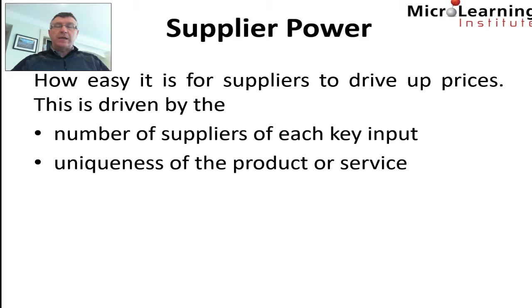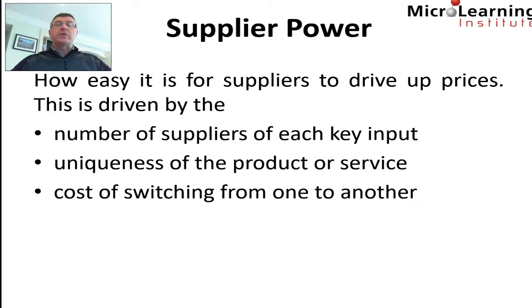Similarly, the uniqueness of a product or service. If a product is unique, then the bargaining power of the supplier who supplies it is higher than if a product is quite generic. The cost of switching from one product to another. So if it's very expensive to switch from our current source of supply to another source of supply, if there's a lot of legislation or a lot of technology changes or a lot of programming changes that have to be done, then the bargaining power of that supplier is quite high.